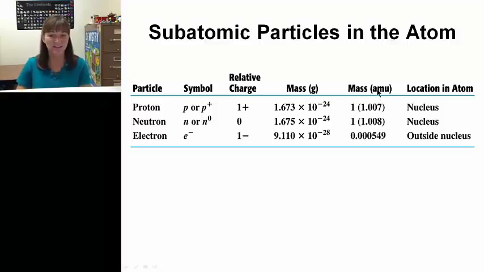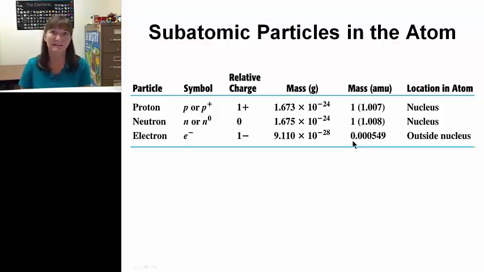So if we looked at that, you can see that a proton is approximately 1 AMU, a neutron is approximately 1 AMU, and an electron is smaller than that. So it gives you a better relative idea of how a proton and neutron weigh about the same, and an electron is quite a bit lighter than the protons and neutrons. The location in the atom, once again, protons and neutrons are found in the nucleus and the electrons are on the outside.